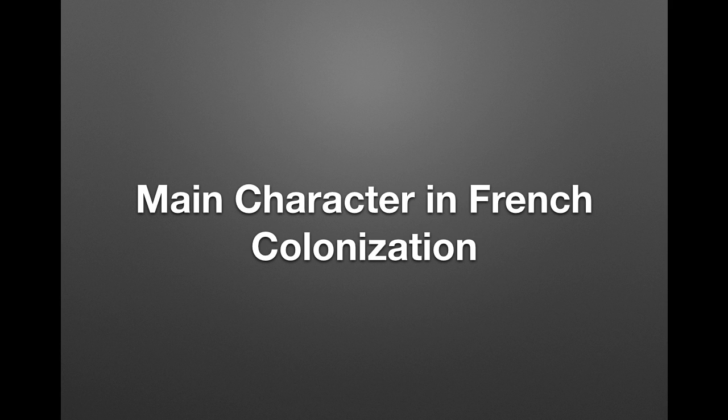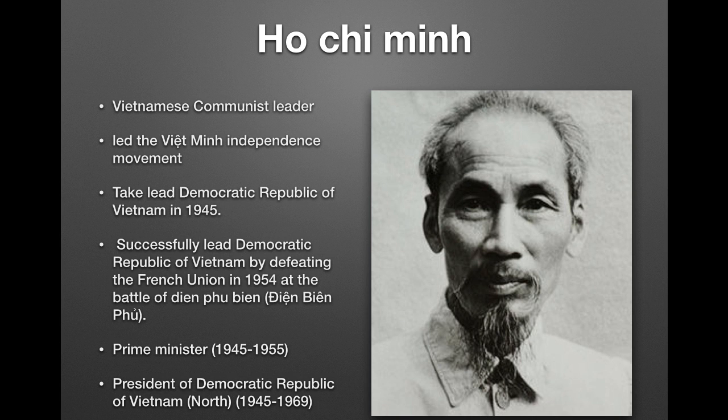Then, who was the Vietnamese leader who helped to achieve independence? Obviously, it was Ho Chi Minh. Who was Ho Chi Minh? He was a Vietnamese communist leader who led the Viet Minh independence movement, and he took control of the Democratic Republic of Vietnam in 1945. With it, he successfully defeated the French Union in 1954 at the Battle of Dien Bien Phu, and he became president of the Democratic Republic of Vietnam, which was the north part of Vietnam, until 1969.